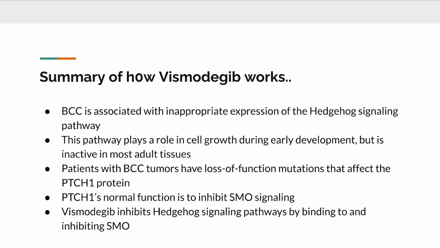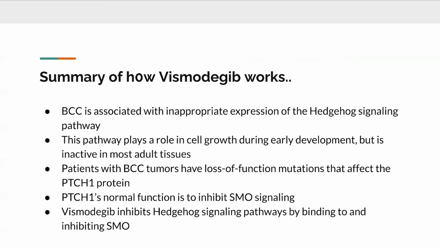So basal cell carcinoma is associated with inappropriate expression of the hedgehog signaling pathway. And the hedgehog signaling pathway activation is caused by an overexpression of hedgehog ligands. This has also been observed in other tumor types, including ones originating in the pancreas, colon, prostate, and ovarian carcinomas.